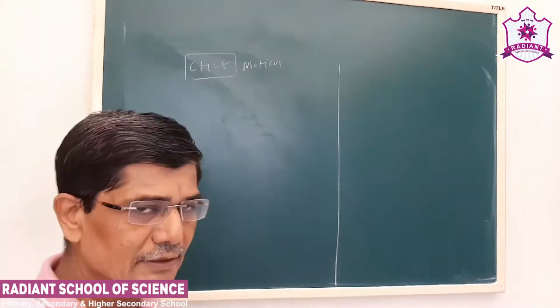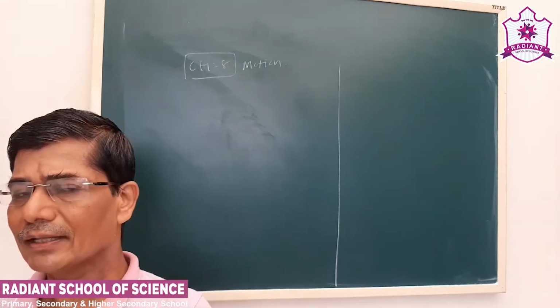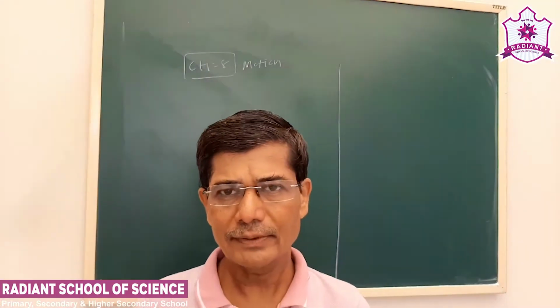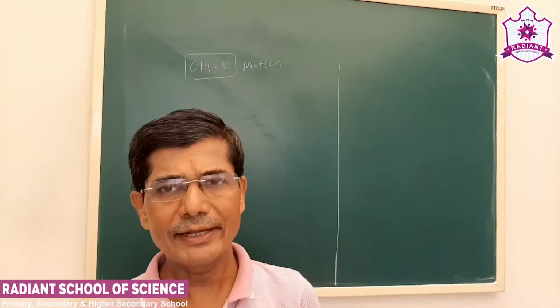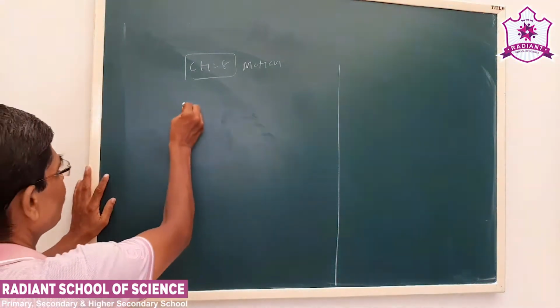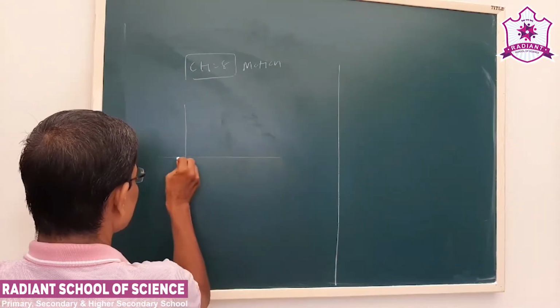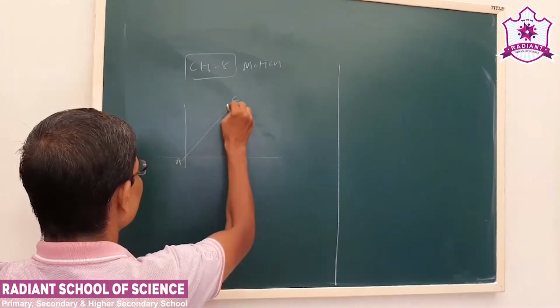Dear friends, last time we saw what is path length and what is displacement. We also saw what is speed and what is velocity. Now I'll give you one example for practice. Let us say an object moves on path ABC.